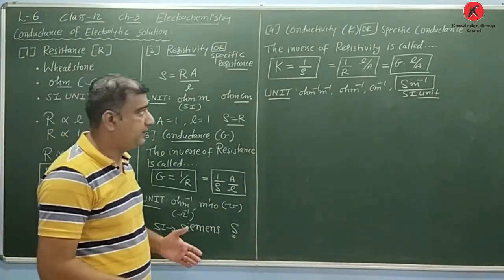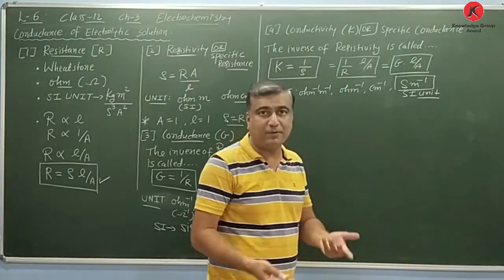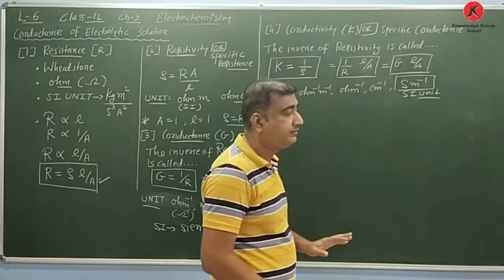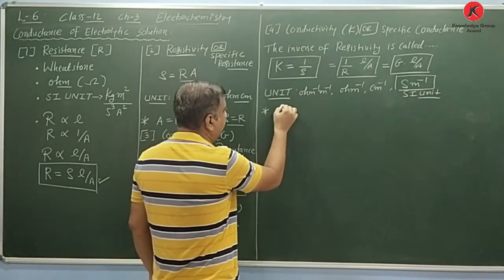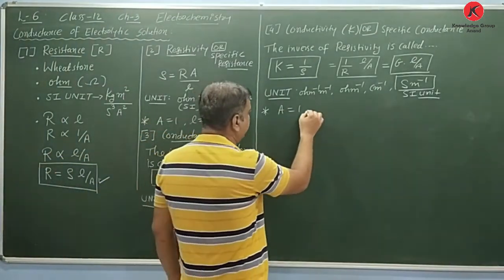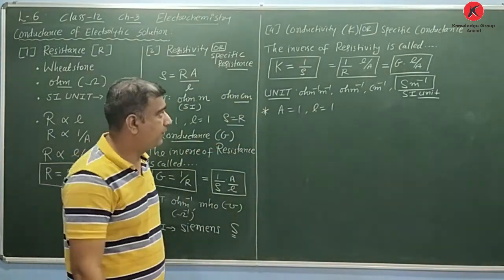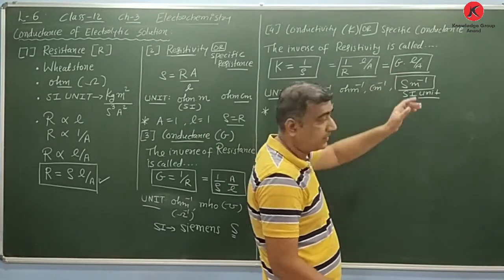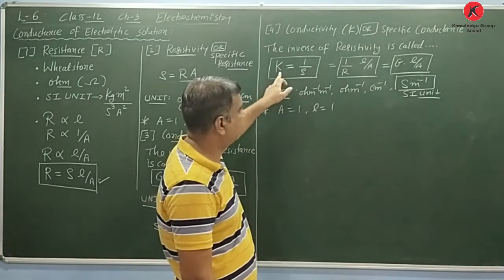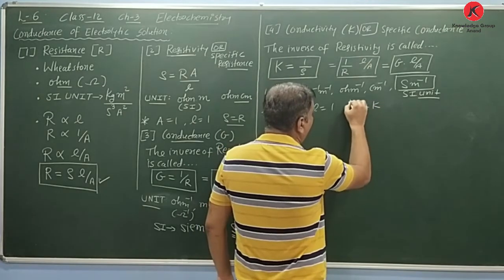Now what is the definition of conductivity? Actually, conductivity is one type of conductance, because K equals G times L by A. That means when the area is taken as one unit, meter squared or centimeter squared, and L equals 1 unit length, centimeter or meter, at that time the conductance of the material becomes equal to the conductivity. Both become the same.